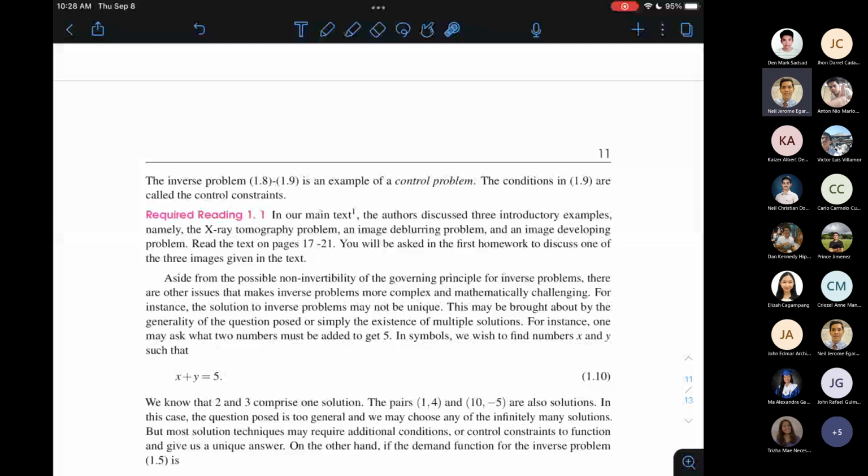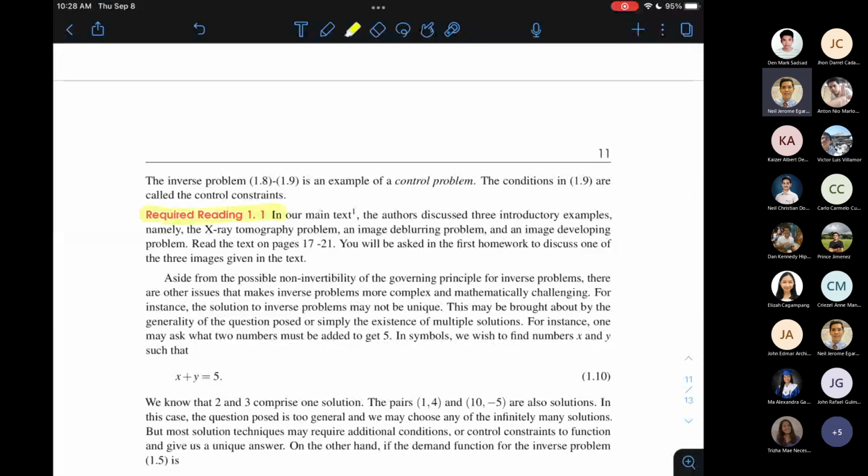Kasi minsan mas mabilis na sabihin. Hindi kailangan pure English. So, keep it informal, conversational. It's fine with me. Right? Kasi ang goal ko lang naman makita na kaya nyo mag-define ng inverse problems. Okay? And then the first part of the homework 1.1 will rest upon required reading 1.1.